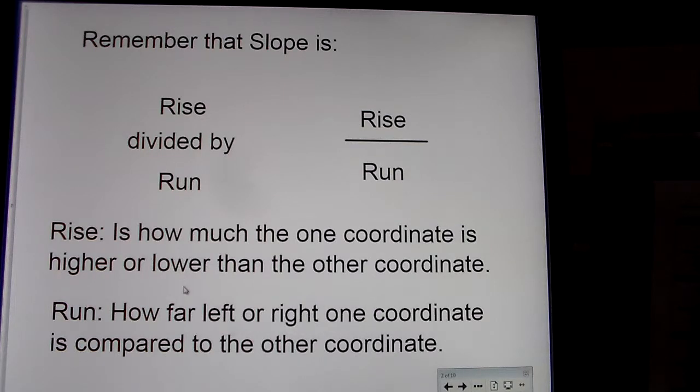Rise is how much one coordinate is higher or lower than the other coordinate. That's always going to be a rise, because we're going to count from one coordinate to the other. The run is how far left or right one coordinate is compared to the other coordinate. Because we're always going to compare 2 points, 2 coordinates. How much up and down they are from each other is the rise, how far left and right they are is the run.